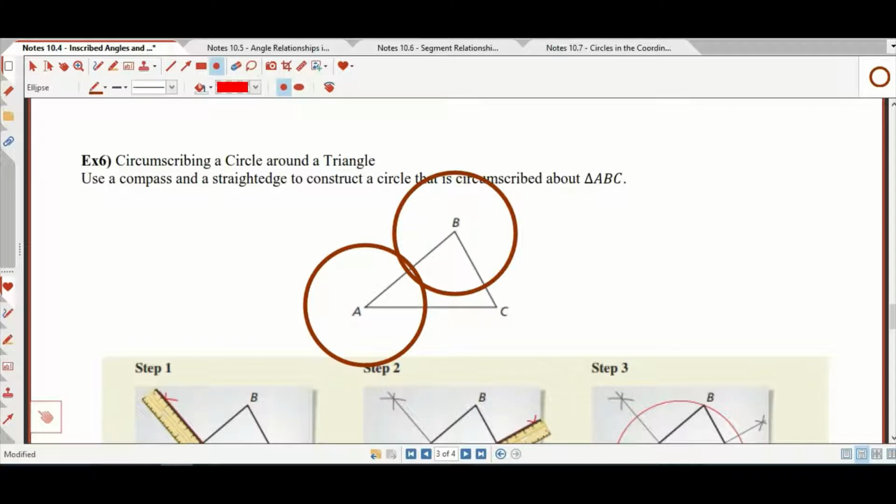Right there. All you have to do is keep it open to the same amount. And there it is. So here's the perpendicular bisector of AB. Kind of. Let me try that again. Yeah, there it is. That's better. There's the perpendicular bisector to AB.